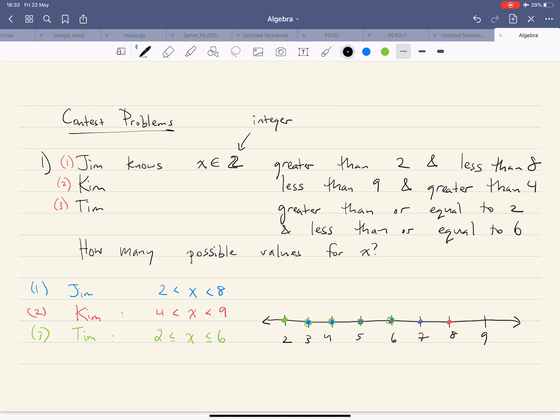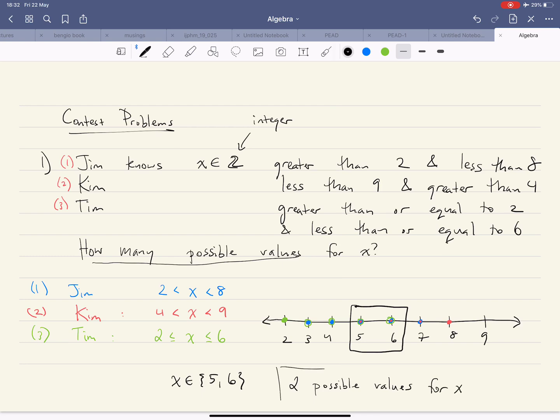Now, if we take a look at the overlap between all of these, we see that there are only these two possible values that x could be. X could be 5, or it could be 6. And that's our answer. Actually, I'm sorry, that's not quite our answer, because this is asking how many possible values. So 2 possible values for x that satisfy those constraints from Jim, Kim, and Tim.